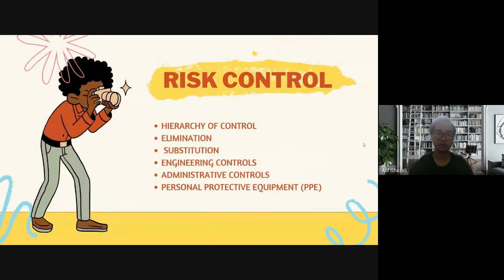And for the risk control, first of all, hierarchy of control. Second is elimination. Third is substitution. Fourth is engineering controls. Fifth is administrative controls. And lastly, personal protective equipment or PPE.